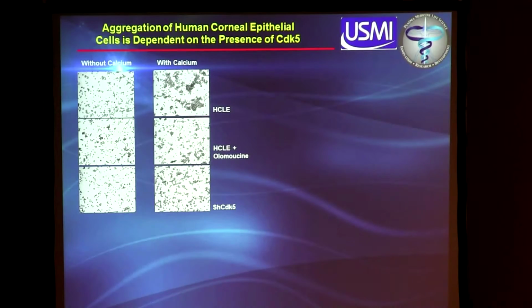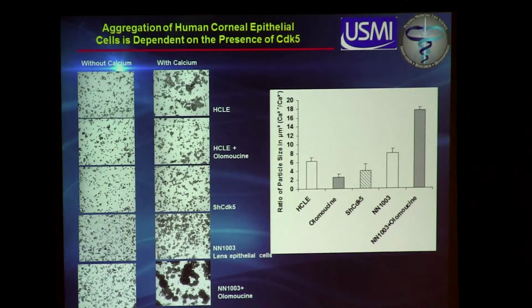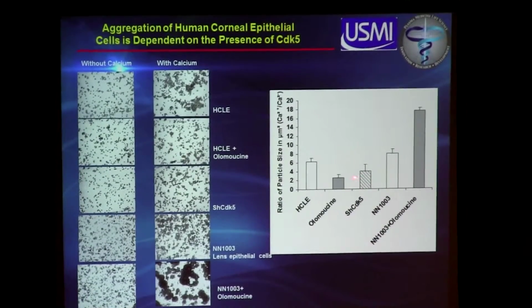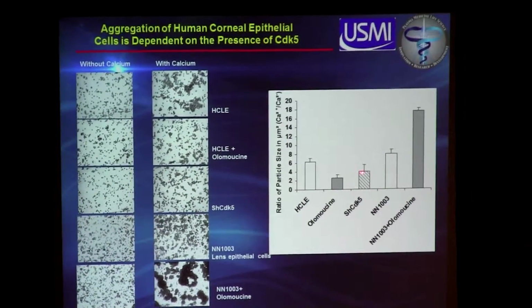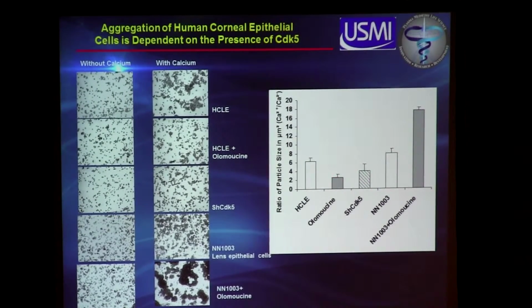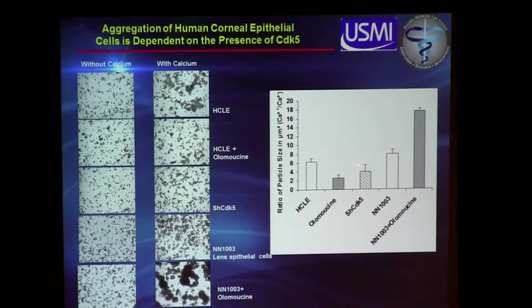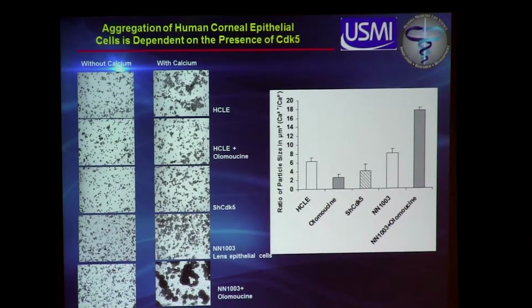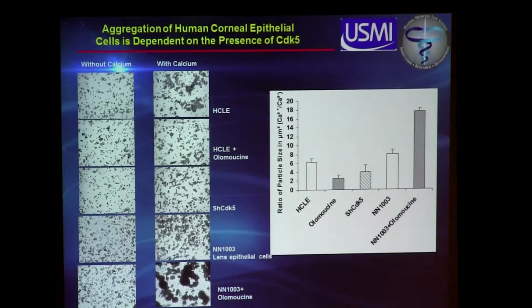I'll go to the next slide. So the graph represents the same. The SH-CDK5 cells show reduced clusters, or the cell-to-cell junctions come apart in the absence of CDK5, and therefore these cells are dependent on E-cadherin, unlike the N-cadherin expressing lens epithelial cells.